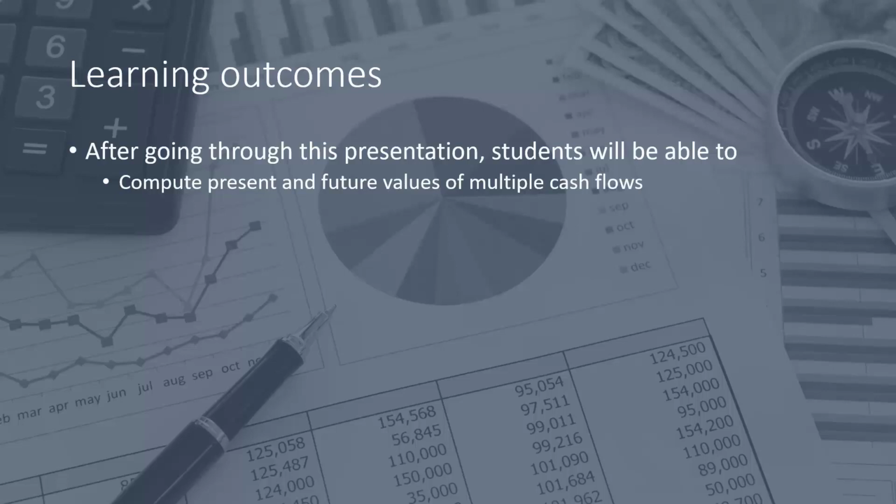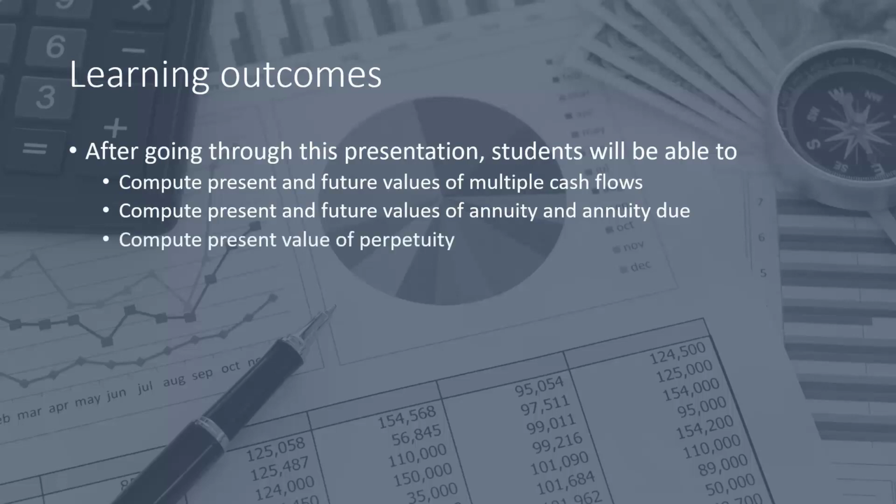Now we have cash flows happening in between, and these are constant cash flows for simplicity. Later on, we can relax that assumption and make them variable cash flows. It's pretty straightforward in Excel. So what we'll do is compute the present and future values of annuity and annuity due. The definition of annuity is that these intermediate cash flows are constant. Annuity due we will define in just a little bit. We'll compute the present value of perpetuity.